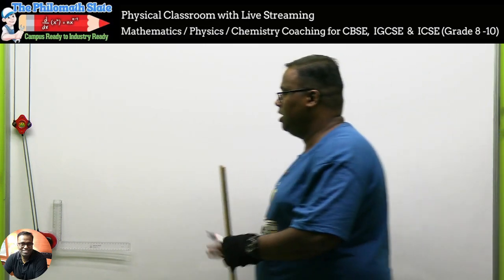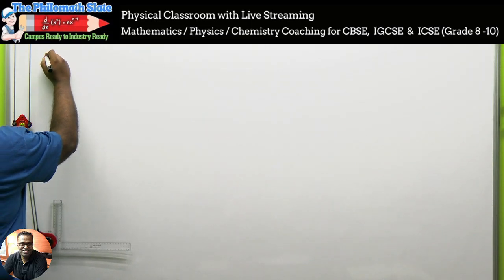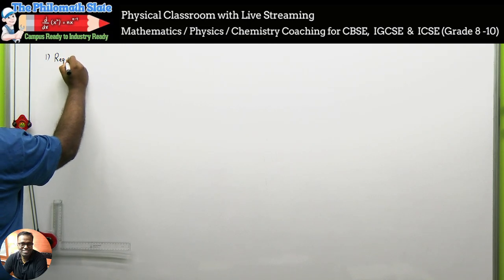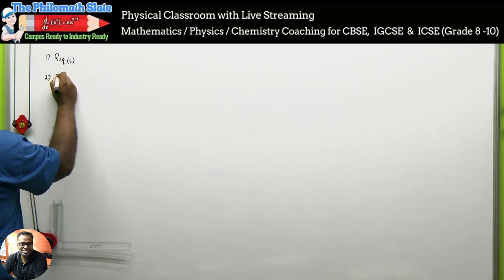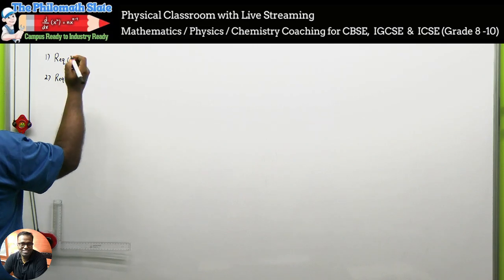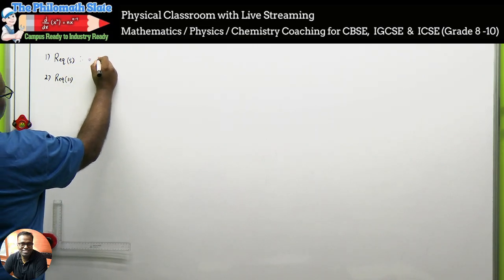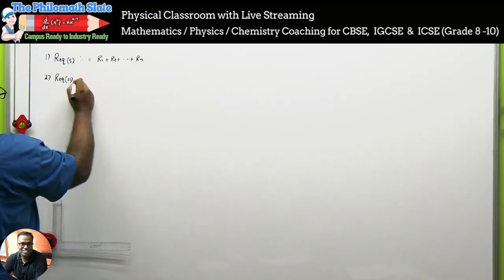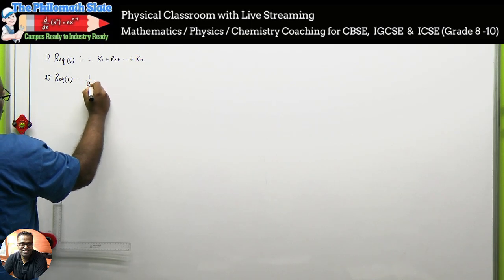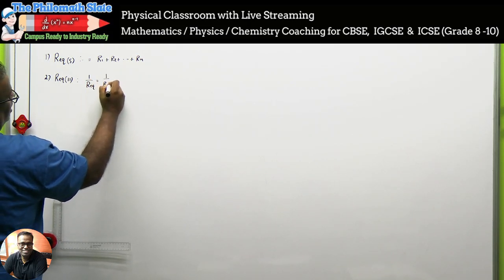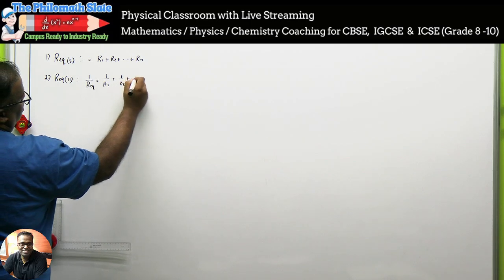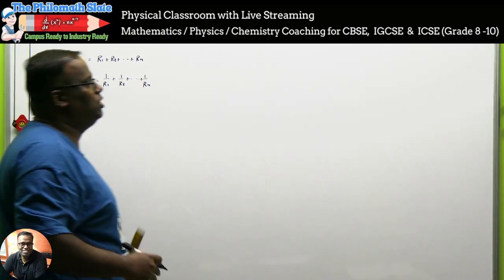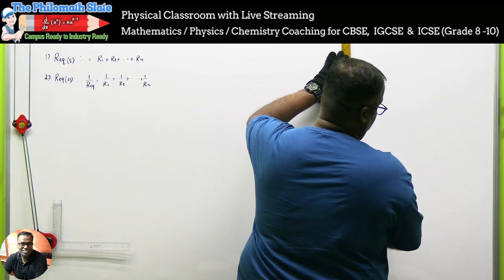Okay, so we ended last class with two types of combination of resistances. The equivalent resistance for a series and also the equivalent resistance for a parallel connection. Here we say that this is equal to R1 plus R2 plus dot dot dot plus Rn, and here we would say 1 upon R equivalent will be equal to 1 upon R1 plus 1 upon R2 plus dot dot dot plus 1 upon Rn.